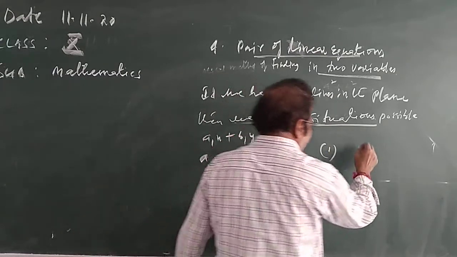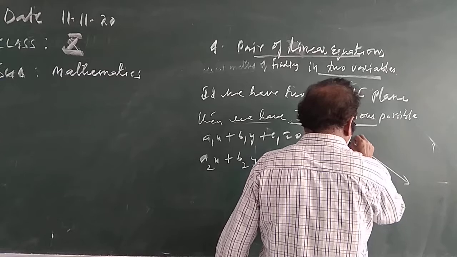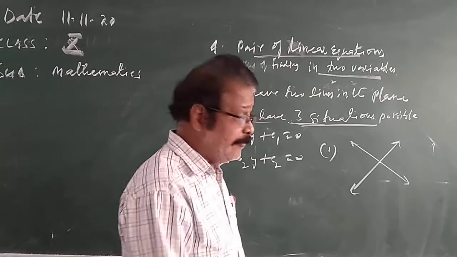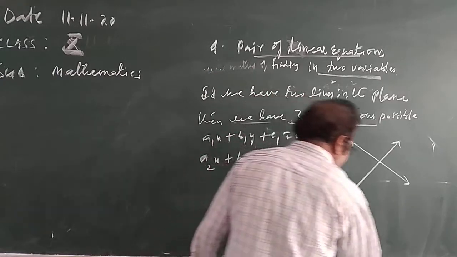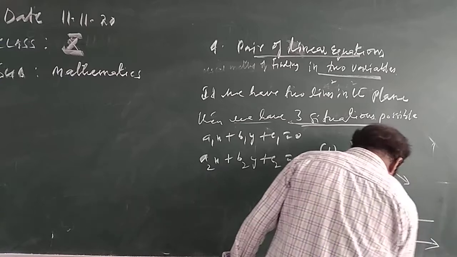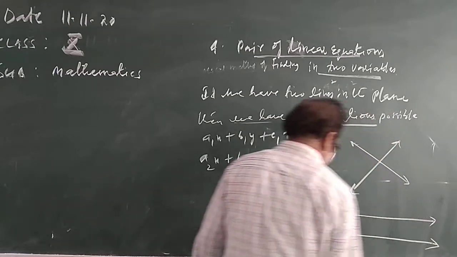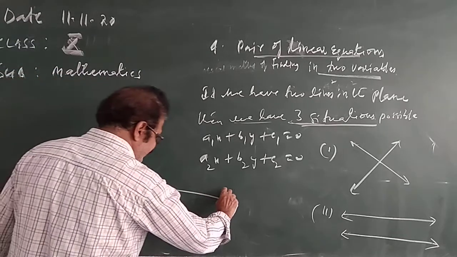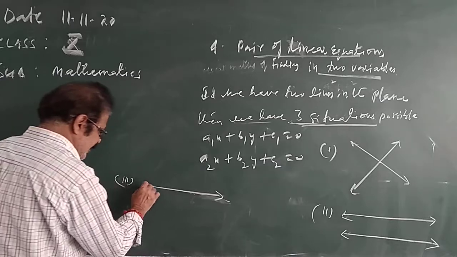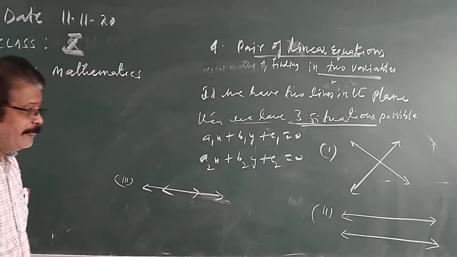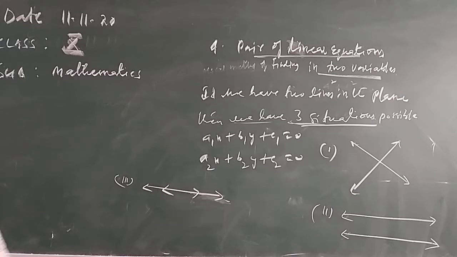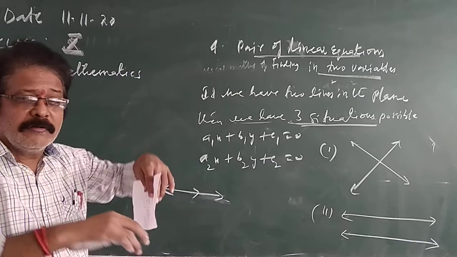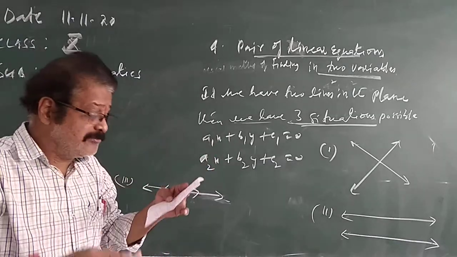First situation, the lines may intersect. Second, they may not intersect, which means they are parallel lines. Third, they may coincide. Coincide means one over the other. If you have two lines in the plane, three situations may be possible.